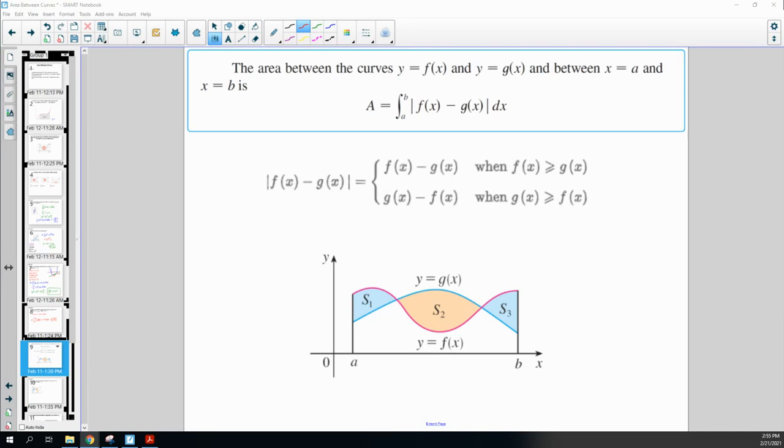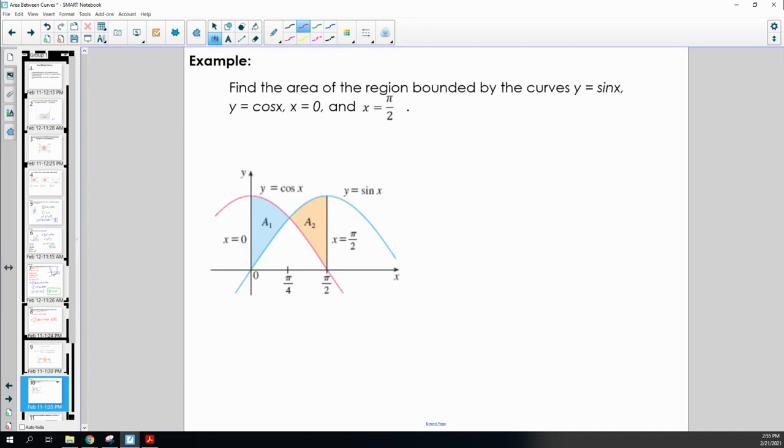So it's really just always the top function minus the bottom function. So let's look at this example, which says to find the area of the region bounded by the curves y equals sine x, y equals cosine x, x equals 0, and x equals pi over 2. Now notice here there's two different areas, and they're kind of shown to you here.